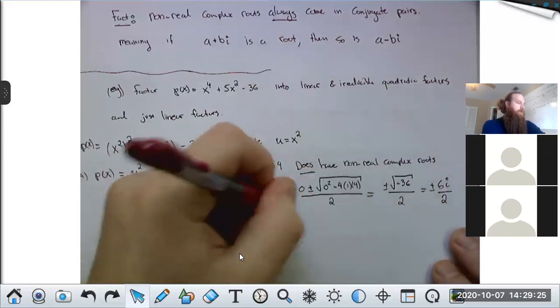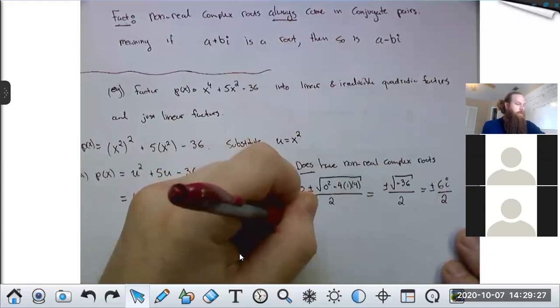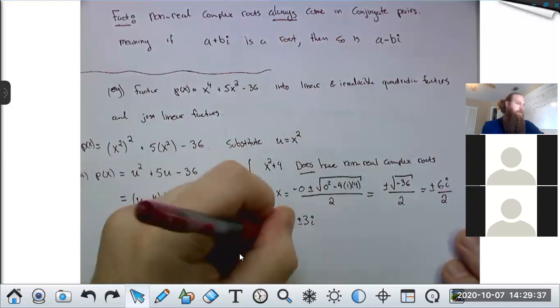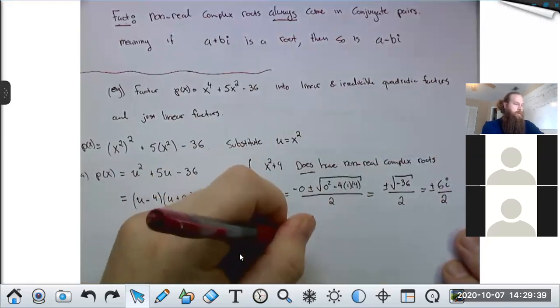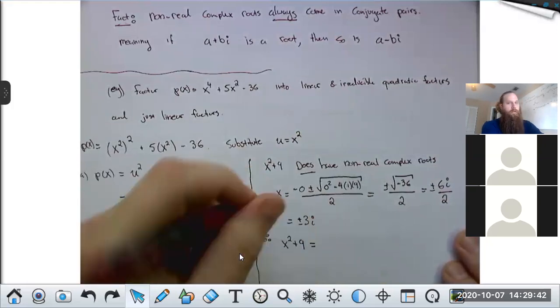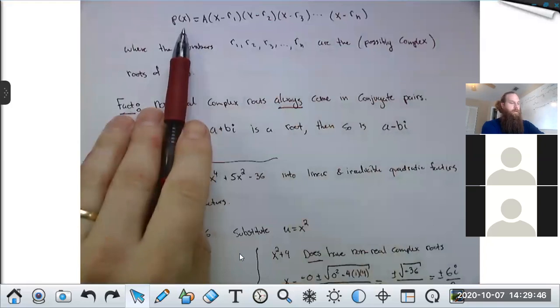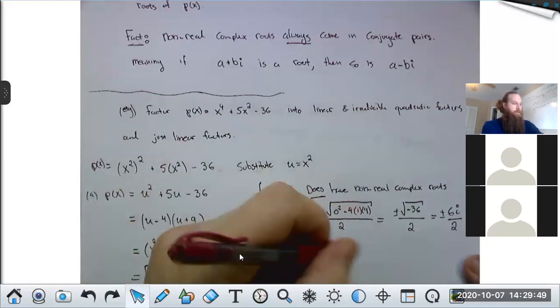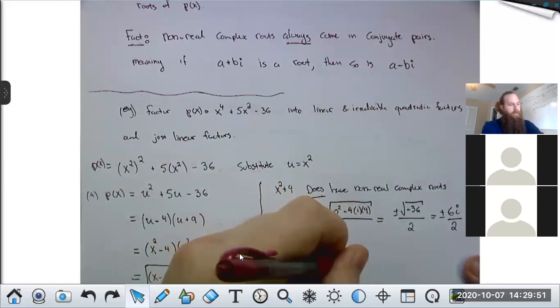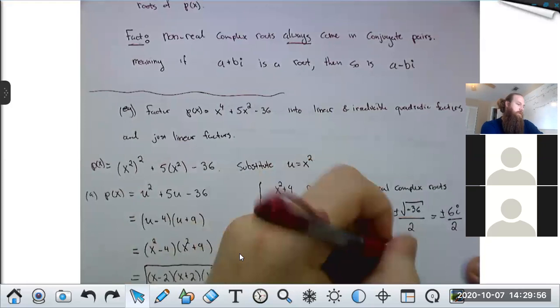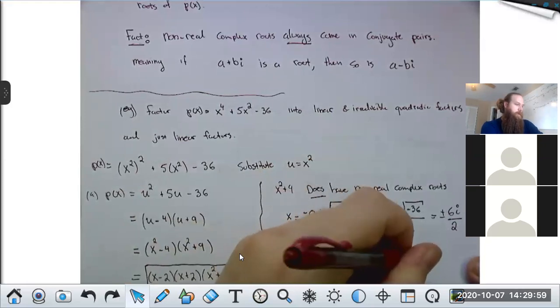So these roots are plus or minus 3i. Therefore, x squared plus 9, following my fundamental theorem of algebra, can be written as x minus 3i times x minus negative 3i.